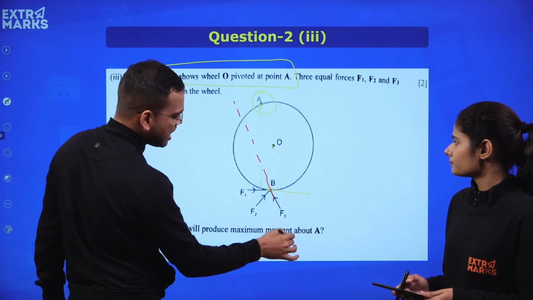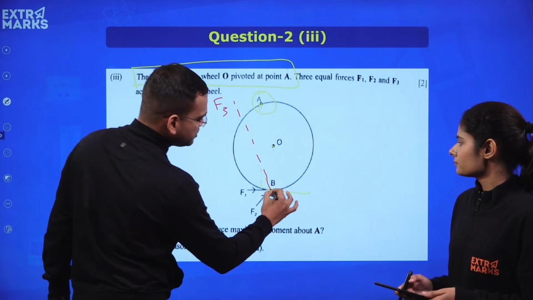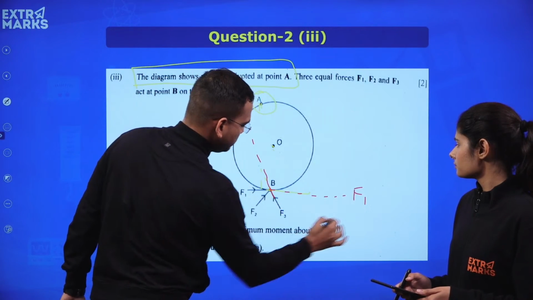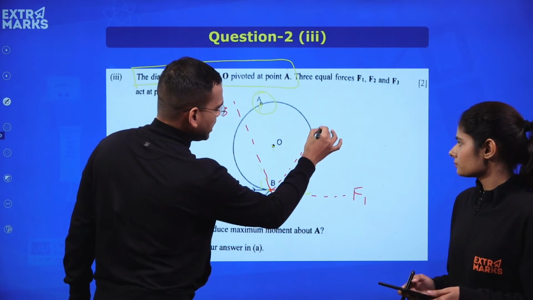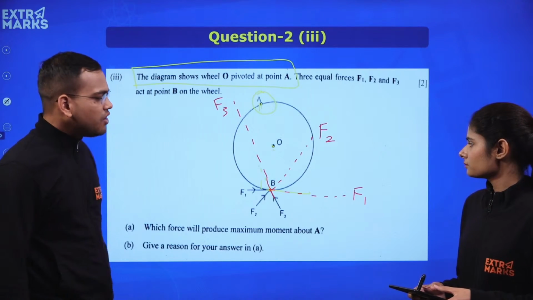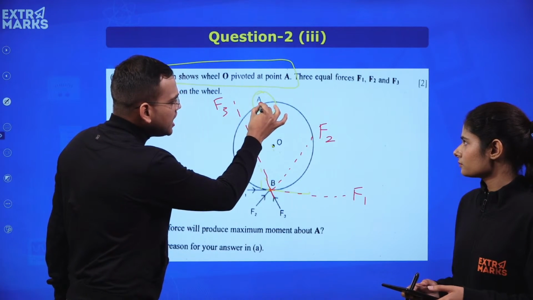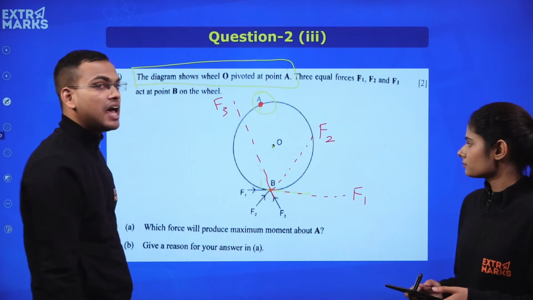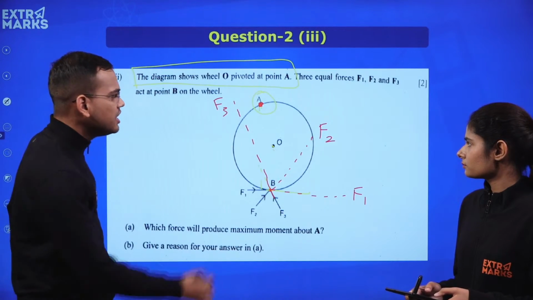This is the line of F3. This is the line of F1. This is the line of F2. F1, F2, F3. Now tell me, from this point A, which line of action will have maximum perpendicular distance?